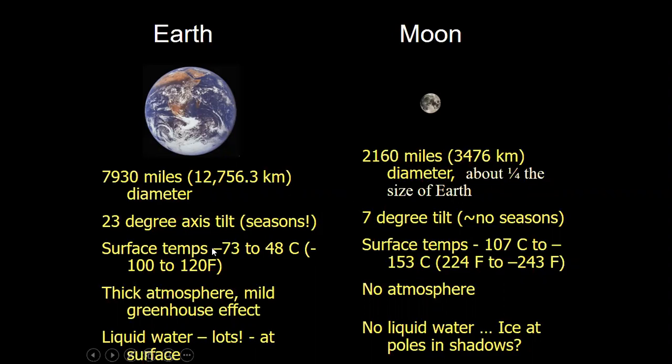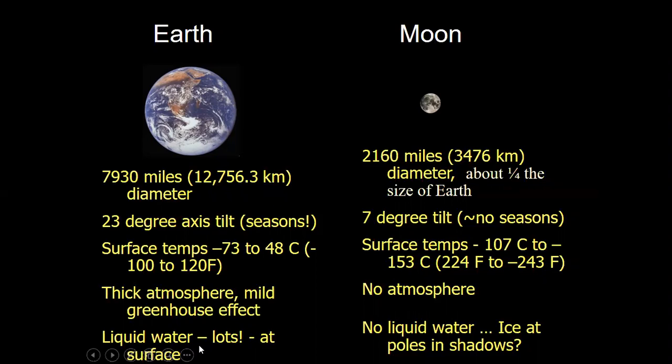The surface temperature on Earth varies from negative 100 Fahrenheit to 120 Fahrenheit. But on the Moon, the temperature varies from 224 Fahrenheit to negative 243 Fahrenheit. Then there's no atmosphere on the Moon. But on Earth, there's a good thick atmosphere that supports the greenhouse effect to keep the temperature that we need for life.